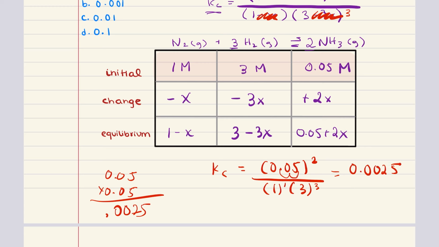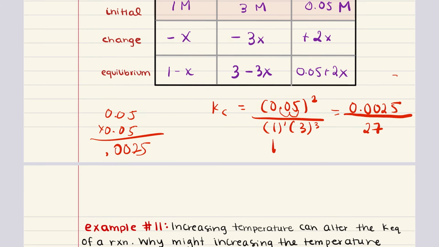0.0025. And then in the denominator, 1 to the 1 power is just 1, and 3 to the 3rd power is 3 times 3, which is 9, times 3, which is 27. All right, so then we have something that looks like this. Now, what we can do to make this final calculation a little bit easier is I'm going to write the numerator in scientific notation. In proper scientific notation, I'm going to write 25 times 10 to the minus 4th power.